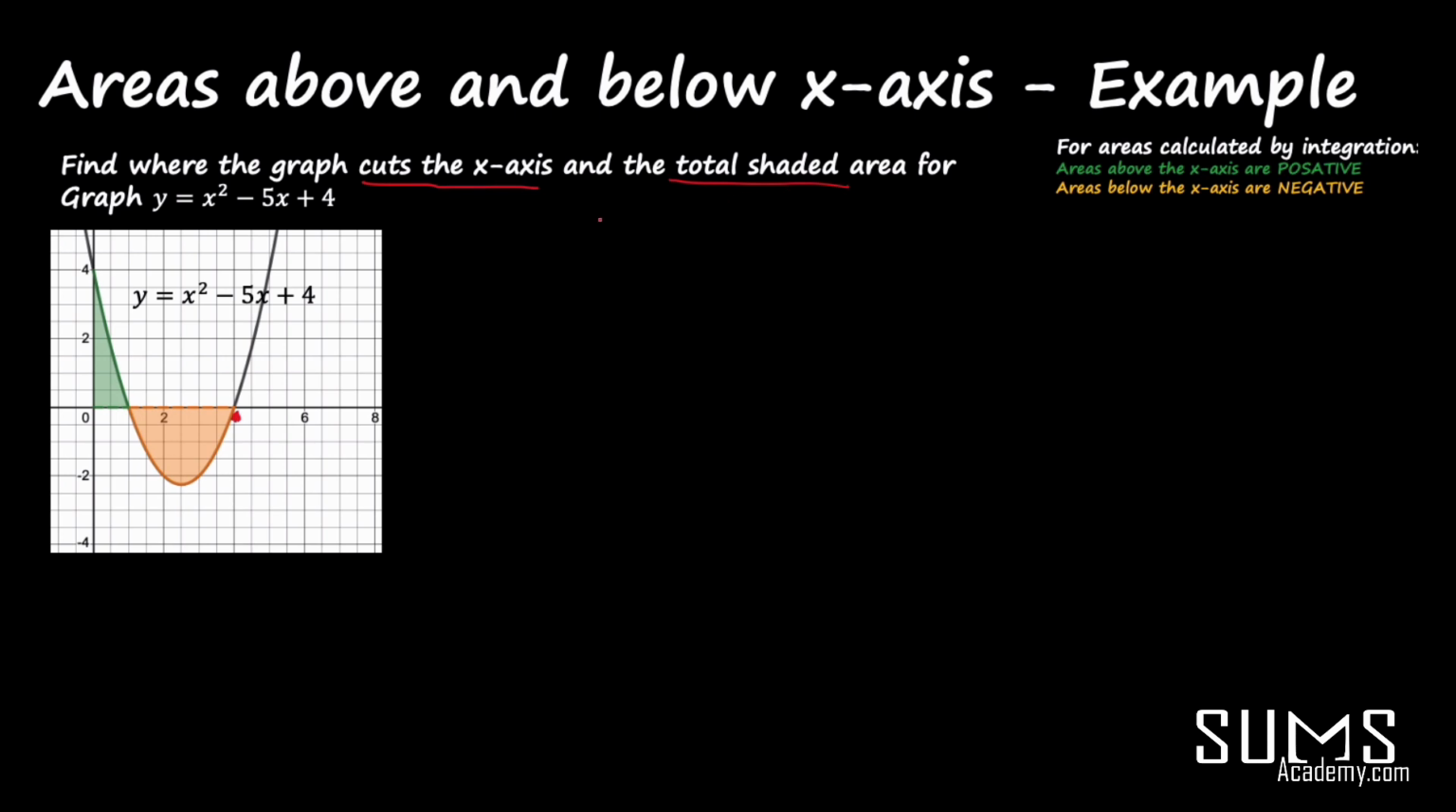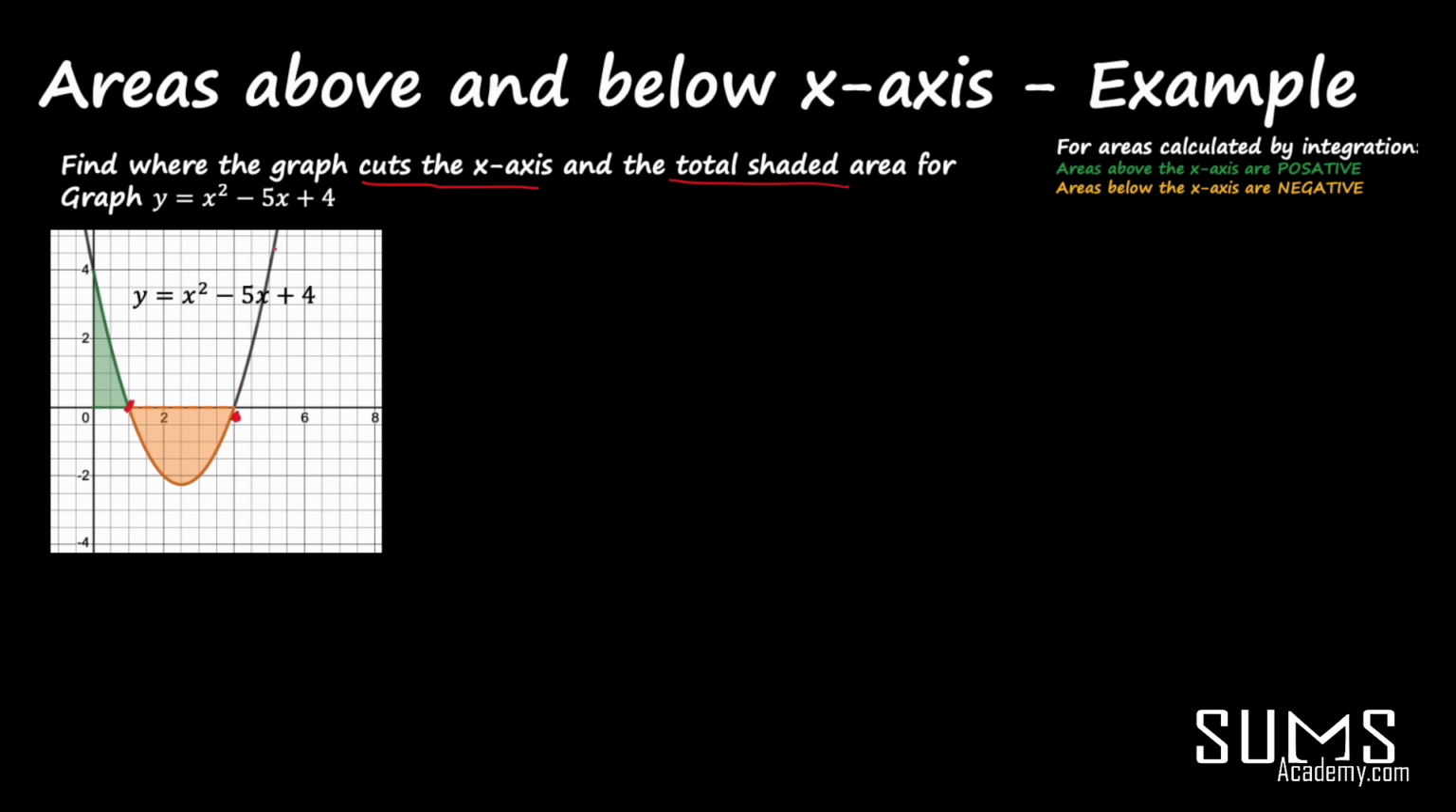The reason we want to find where it cuts the x-axis is that's what gives us our limits of where we're going to do our integration. So you can see here from the graph, we're going to want to do between 0 and whatever that number is, and then between whatever that number is and whatever this number is. That will give us the two limits, because those limit the shaded areas. So how are we going to find these?